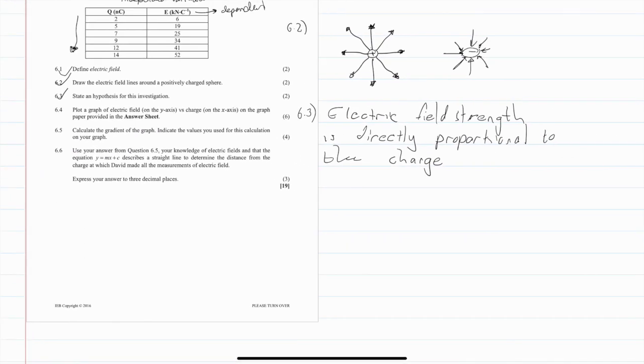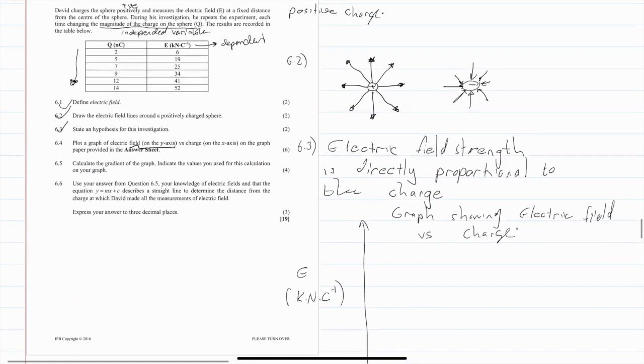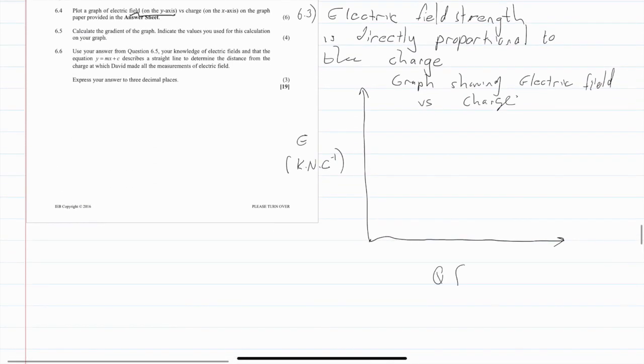Let's see. I'm going to draw a rough sketch as per usual, nothing too hectic, but remember, always put in a heading. So for this, we can say graph showing electric field versus charge. Then electric field must be on the y as that's been given to us, so I'm going to have E, and I'm going to put my units kilonewtons per coulomb, and on the other axis I'm going to have Q, which is in nanocoulombs.